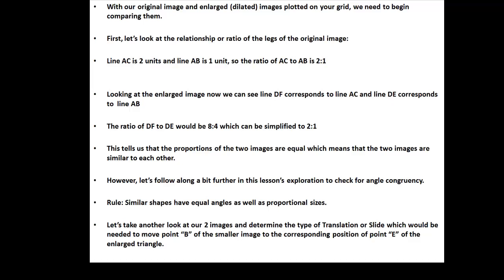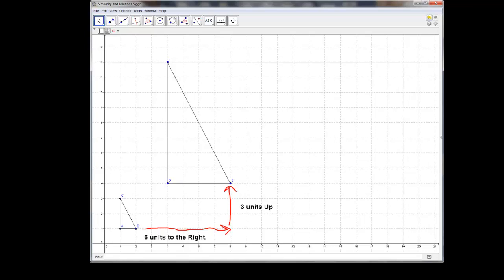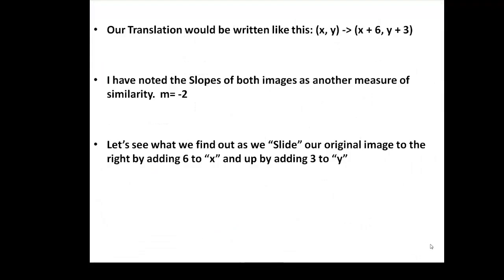Let's take another look at our 2 images and determine the type of translation, or slide, which would be needed to move point B of the smaller image to the corresponding position of point E on the larger triangle. In this video, if we slide 6 units to the right and 3 units up, that should put point B in the corresponding position of point E. Our translation would be written like this: (x, y) becomes, or moves to, (x + 6, y + 3).